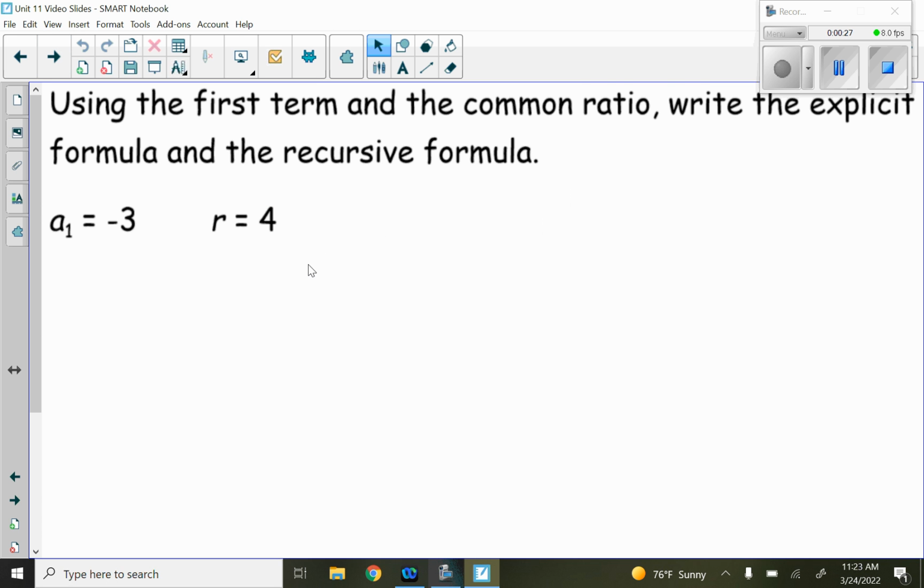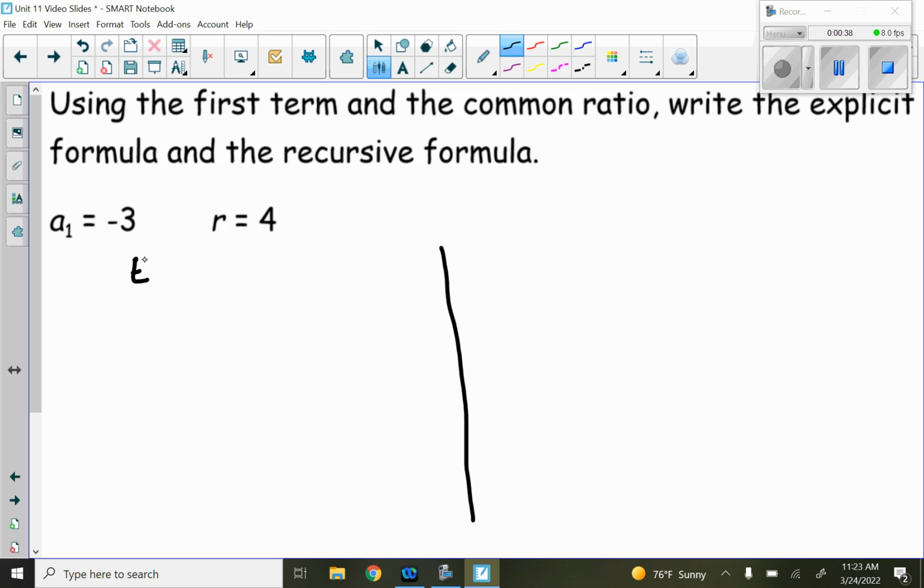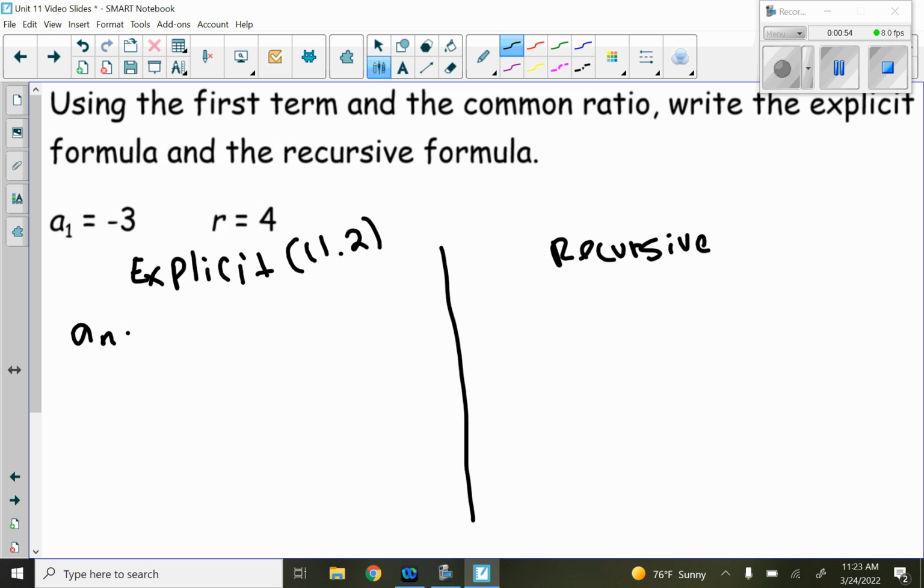So using the first term and the common ratio, write the explicit formula and the recursive formula. I'm going to divide this in half again. Here is our explicit side, and here is our recursive. So our explicit formula, remember we saw in 11.2, is A sub n equals A sub 1 times R to the n minus 1.